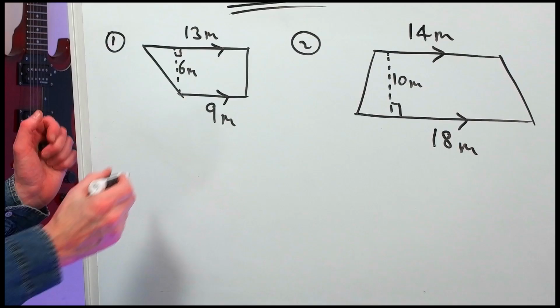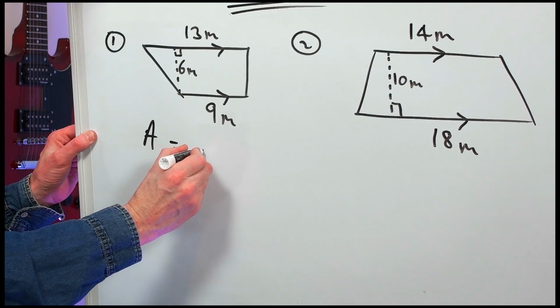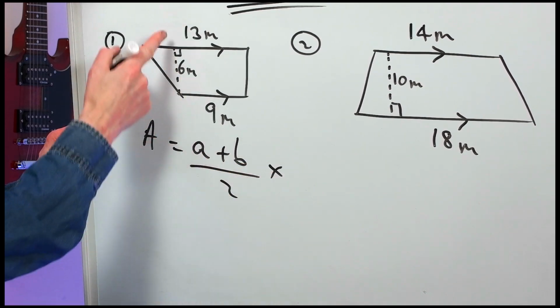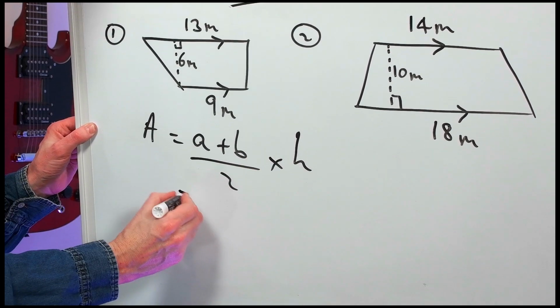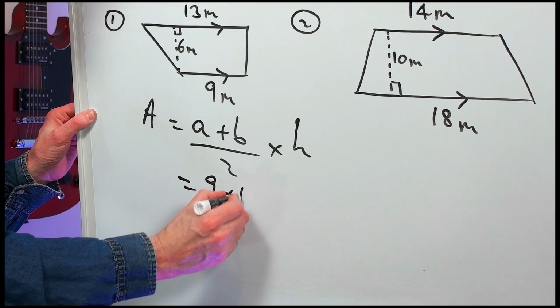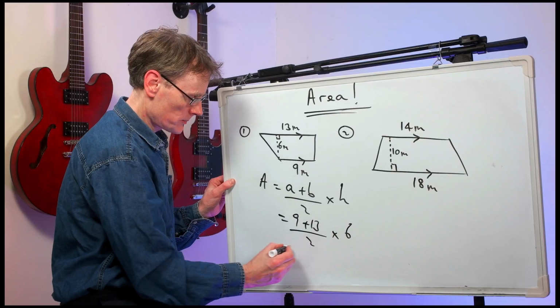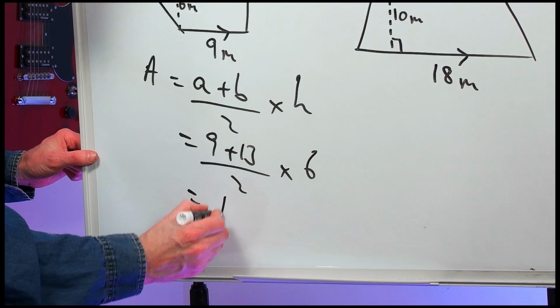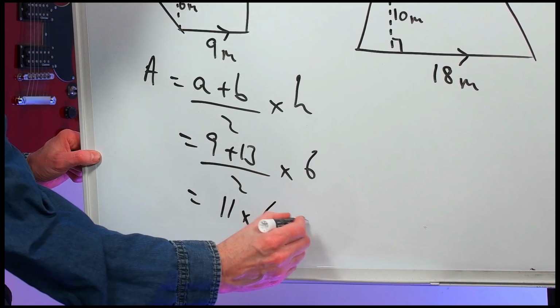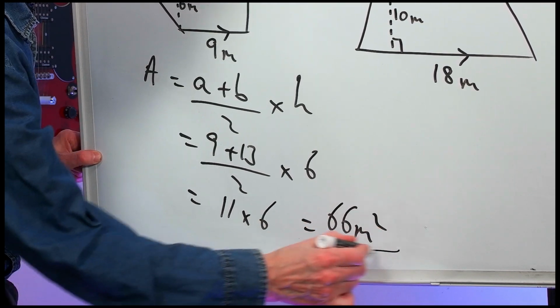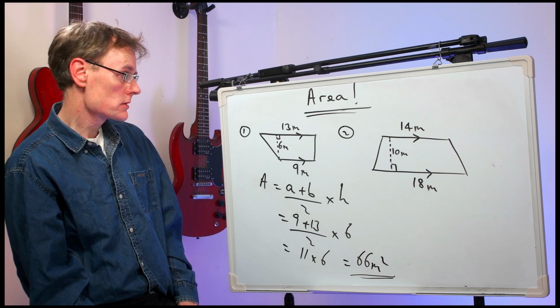Right, answers. Here we go. Number 1, the area is the average of the parallel sides, A plus B over 2, times the perpendicular height, H. So that's 9 plus 13 over 2 times 6. So that comes to 11 times 6, which is 66 meters squared. Don't forget area, meters squared.